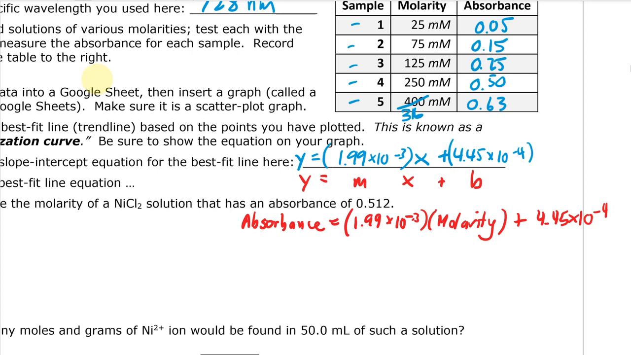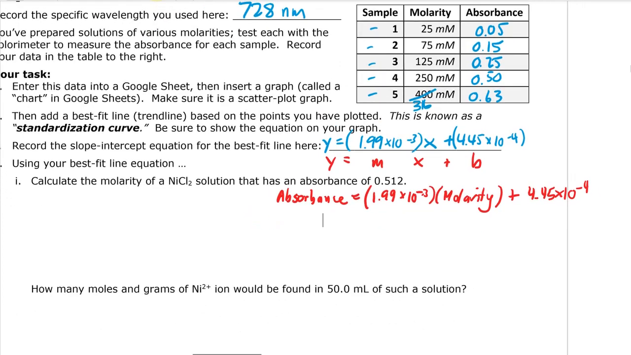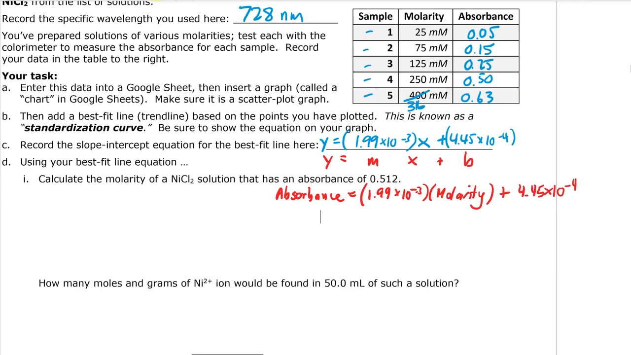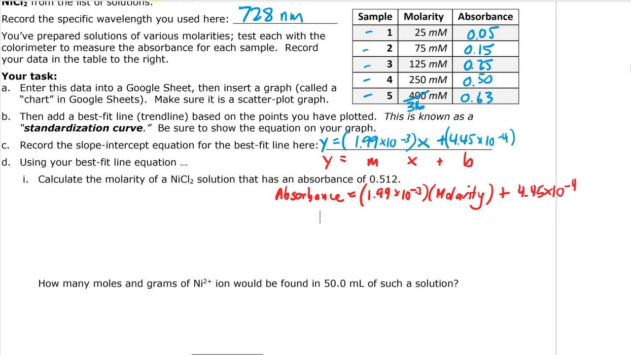Now that's really small. 4.45 times 10 to the negative 4 is a really tiny y-intercept. We could almost neglect that, we could almost take it off. We're not going to, because we want to be accurate and really super duper precise. And it won't always be something we can get rid of. Now it says, calculate the molarity of a nickel chloride solution that has an absorbance of 0.512. So from here on out, that's what we're going to want to do.